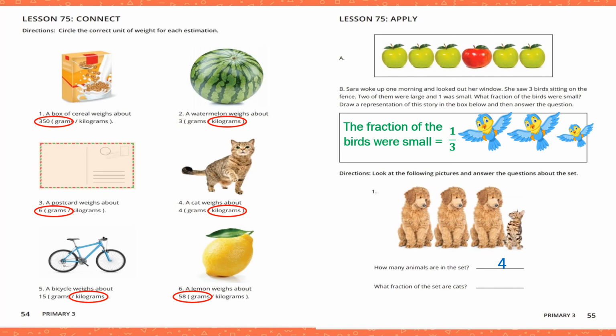What fraction of the set are cats? How many cats here? Only one. One out of what? Out of 4. We write in the numerator only cats, which is 1. And in the denominator we write all animals, cats and any animal different than cats. So the total will be 4. So the fraction is a quarter, 1/4.